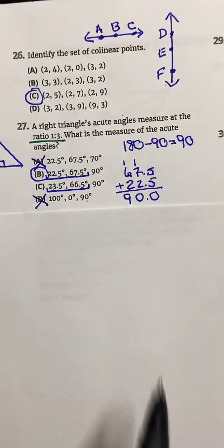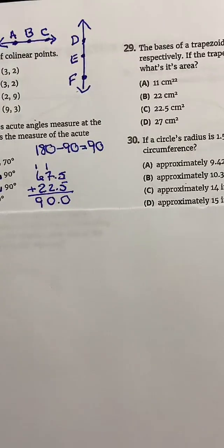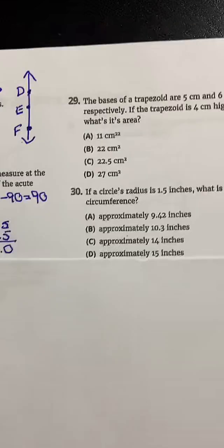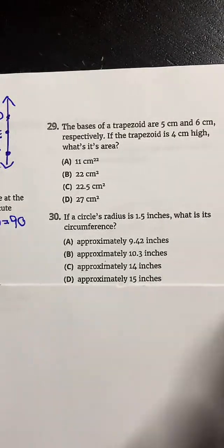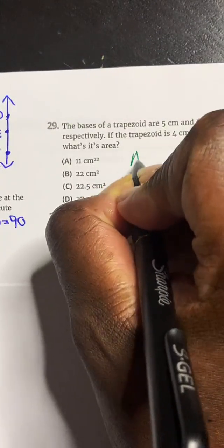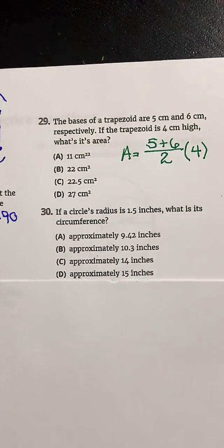Okay. All right, so it's getting quite silent. Thank you, Solar. There we go. All right, so now we got our bases. We're trying to find the area. So we have the sum of our bases, which is 5 plus 6, divided by 2, times the height, which is 4. Okay, all right.